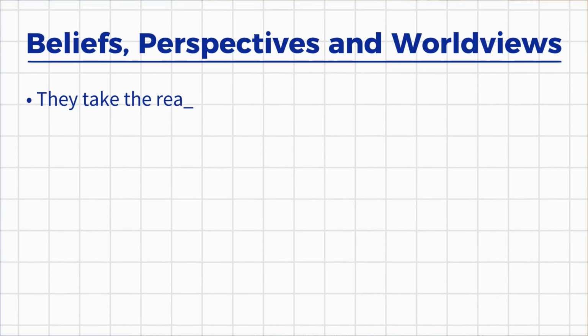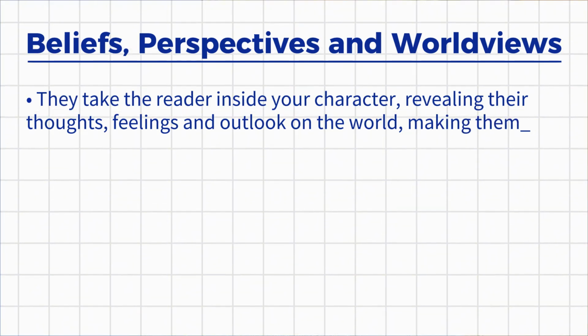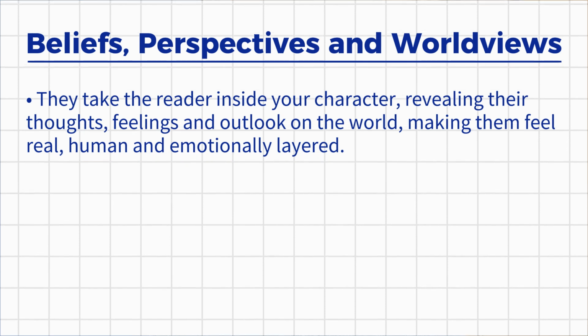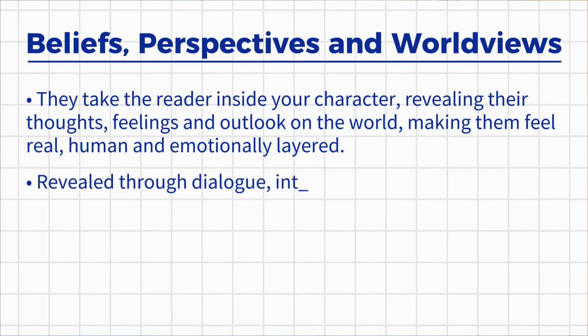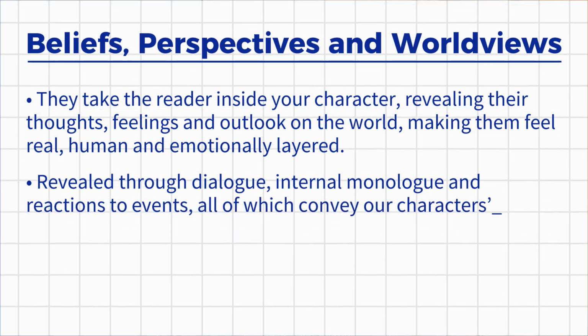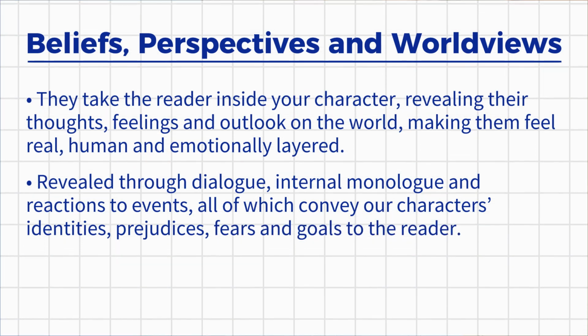Now, it's important to note that actions and appearances are both what we call external features. But a truly effective character also has an internal component. And this is where beliefs, perspectives, and worldviews come in. They take the reader inside your character, revealing their thoughts, feelings, and outlook on the world, which makes them feel real, human, and emotionally layered. And these beliefs and perspectives are often revealed through dialogue, internal monologue, and reactions to events, all of which convey our characters' identities, prejudices, fears, and goals to the reader, giving us insight into who they are as a person.